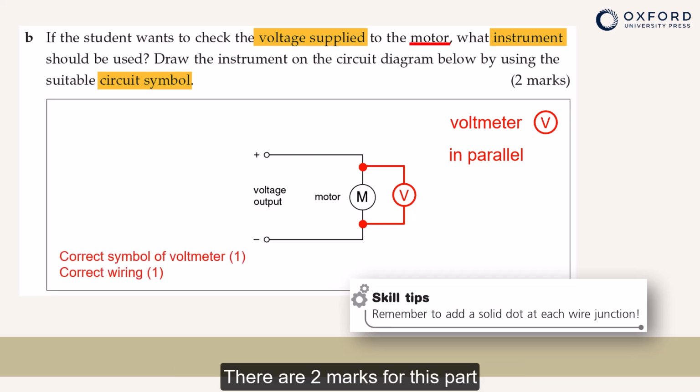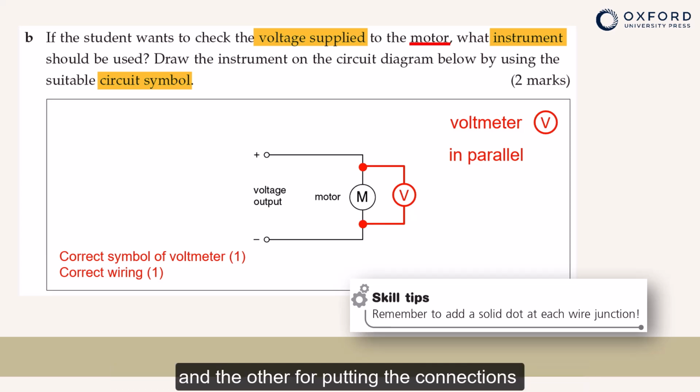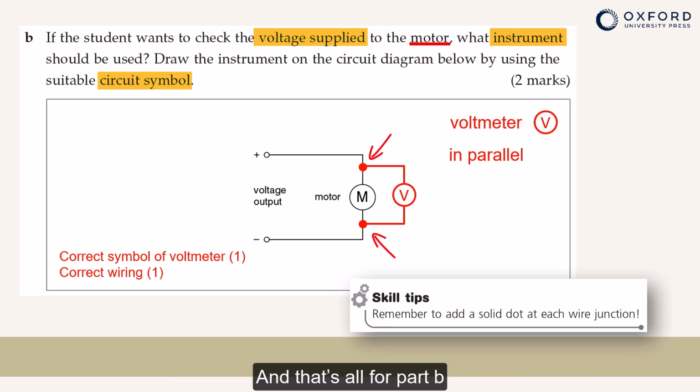There are 2 marks for this part, one for correctly drawing the circuit symbol of the voltmeter, and the other for putting the connections above and below the motor. And that's all for Part B.